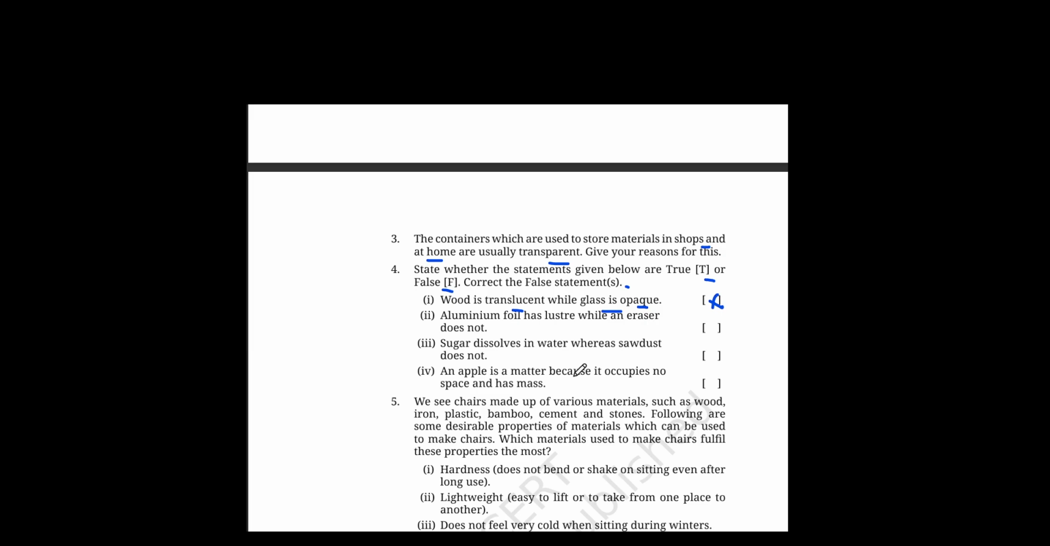Then, sugar dissolves in water whereas sawdust does not. Sugar is completely soluble in water, whereas sawdust is not, which is true. So this is also true.